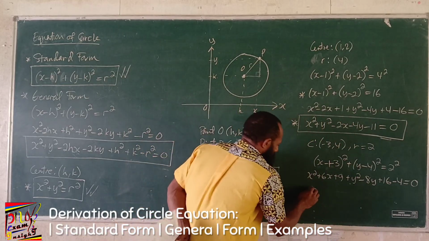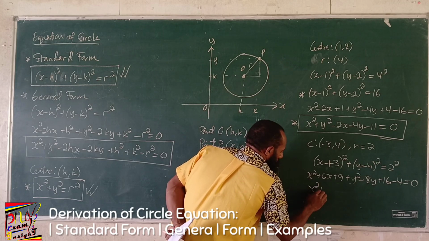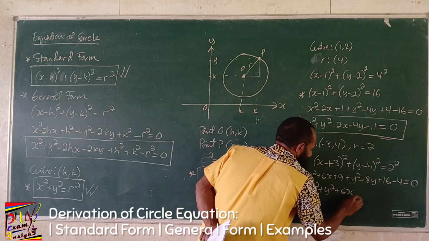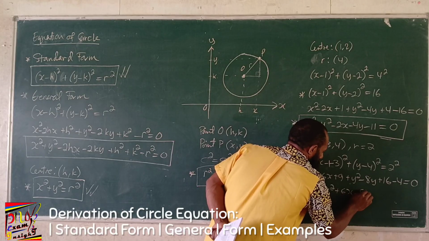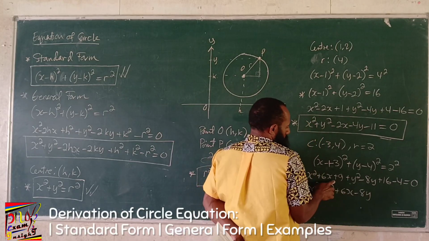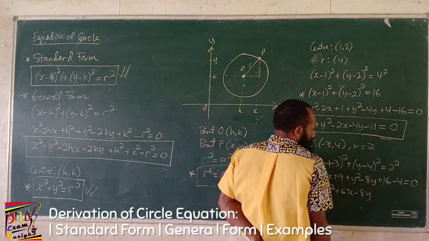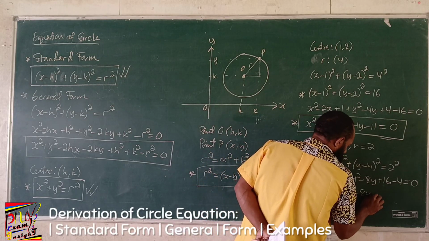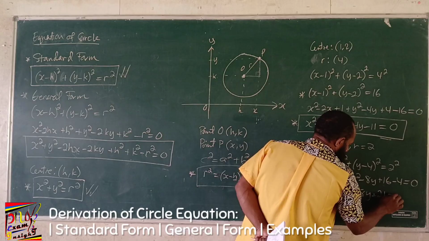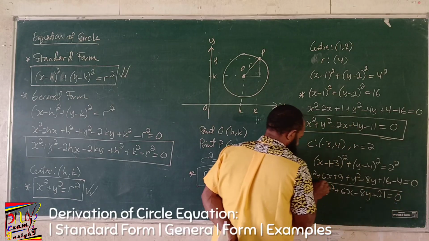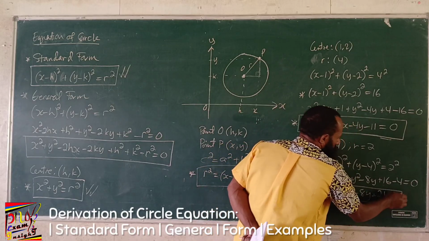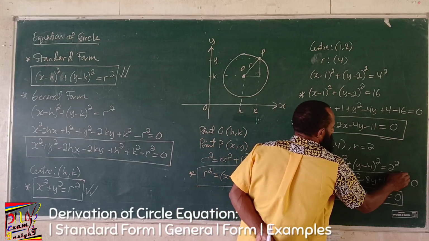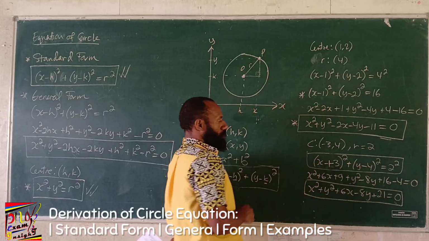So now you can go ahead. We have x squared plus y squared plus 6x minus 8y, then 9 plus 16 is 25, minus 4 is 21. That is in general form. That is in standard form.